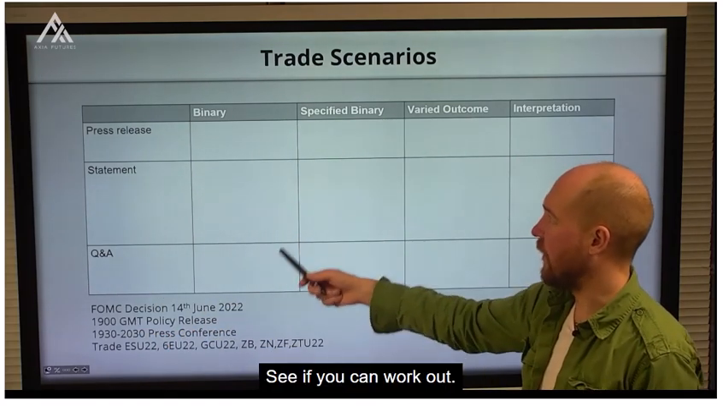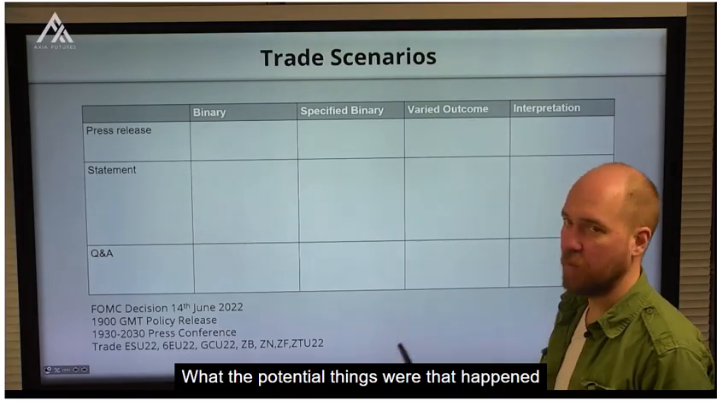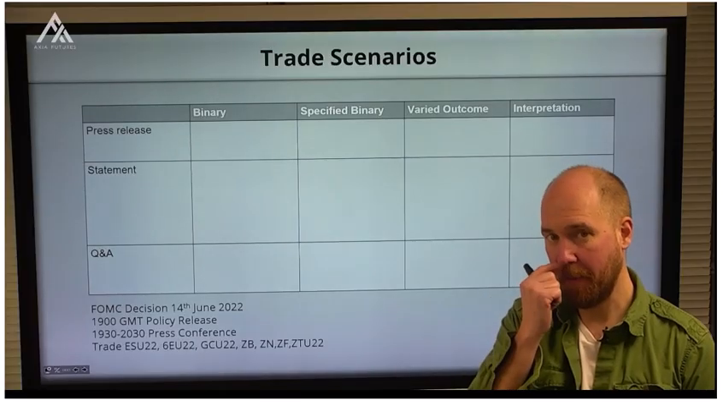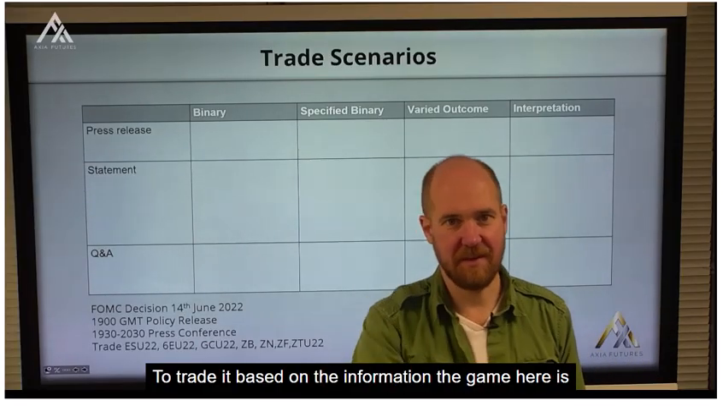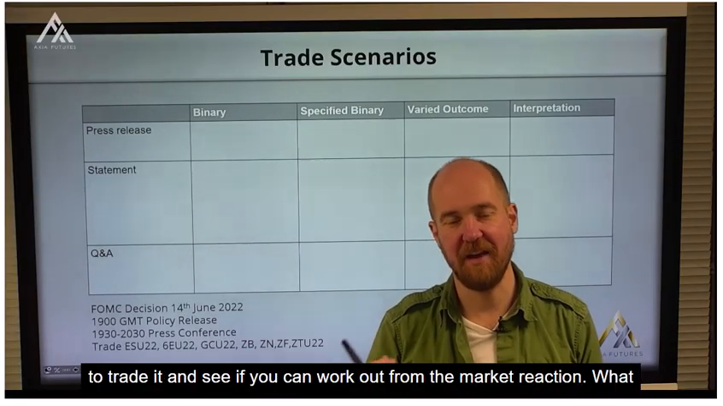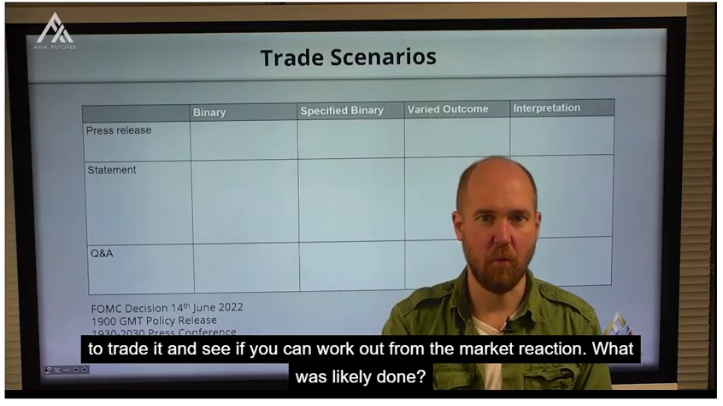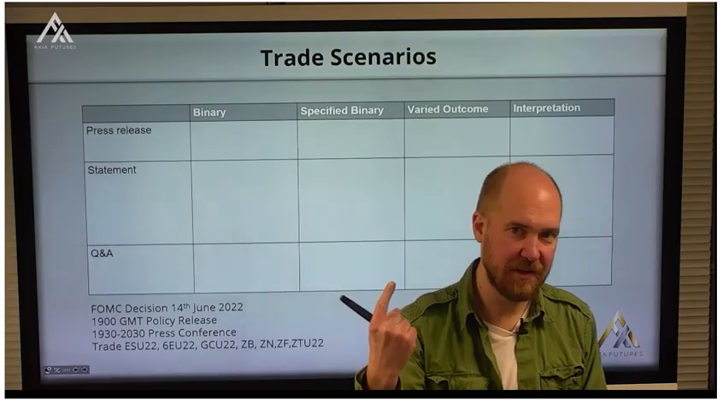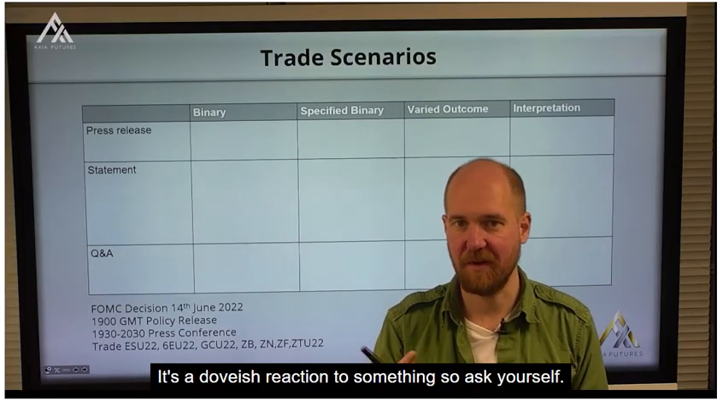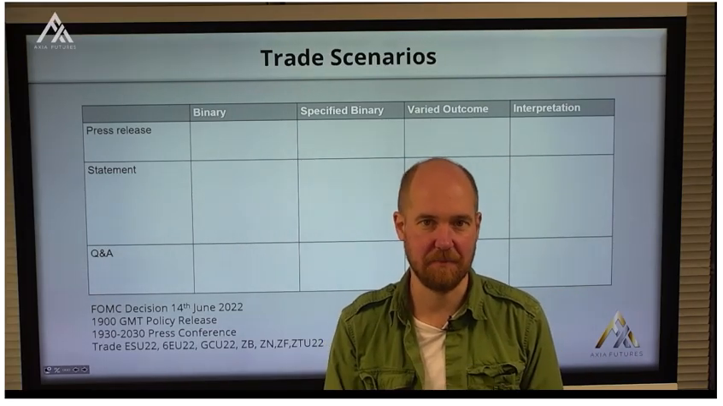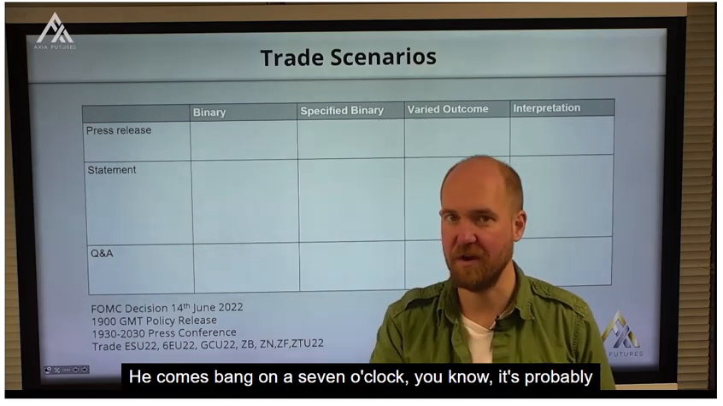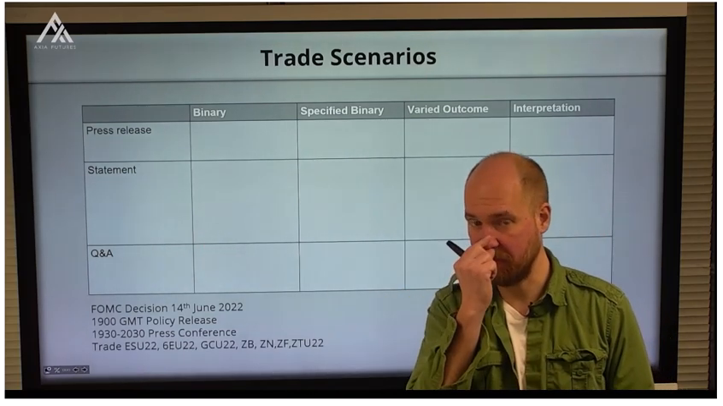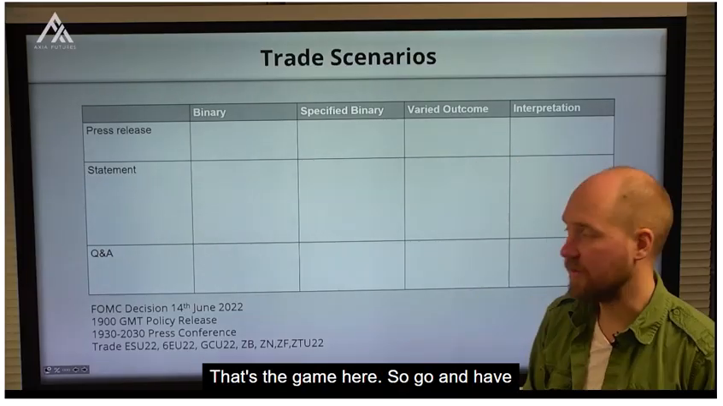See if you can work out what the potential things were that happened. Now, you don't know what these things are, so the game here is not to trade it based on the information. The game here is to trade it and see if you can work out from the market reaction what was likely done. As a quick clue, if markets fly up, it's a dovish reaction to something. So ask yourself, what is that likely to have been? If it comes bang on at 7 o'clock, you know it's probably the rate or the dots. So what's the reaction? That's the game here. So go and have a go at trading it.